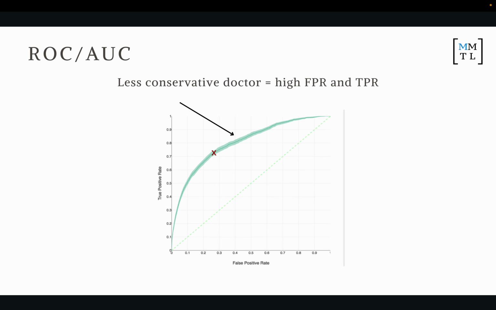And if you're less conservative, then you're telling everyone they have the disease. You're going to be right a lot of the time when they actually do have the disease, and then also wrong when they don't have the disease. Does that make sense? So it's related to that thresholding.